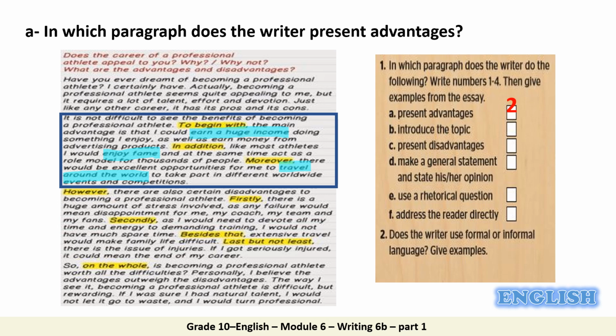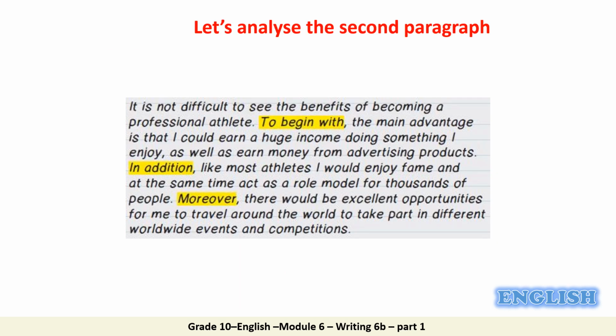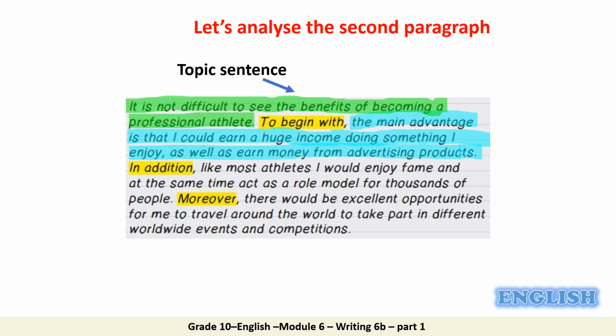Very good. So that's why we are going to analyze the second paragraph. Let's start with the first sentence. It is not difficult to see the benefits of becoming a professional athlete. So this is what we call the topic sentence. Very good. After that, we have the first argument. Very good. Argument number 1.